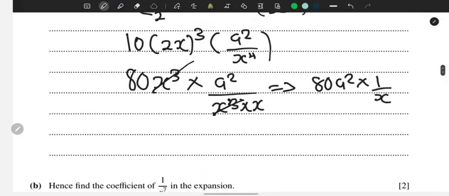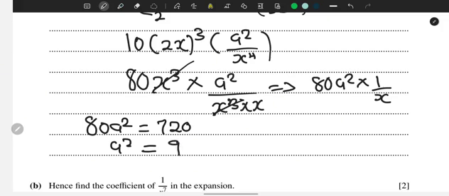All right, and remember, you've been given the coefficient to be 720, so all you need to do now is to equate what you obtained here to 720, meaning that 80a squared equals 720. So you divide both sides by 80, and 720 divided by 80 will give us 9. Then to get a, you take the square root of both sides, so a is plus or minus 3. So these are the possible values of the constant a, which is plus 3 or minus 3.